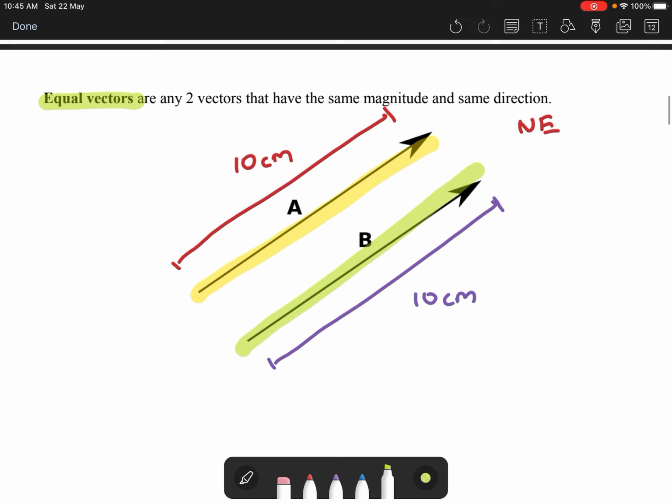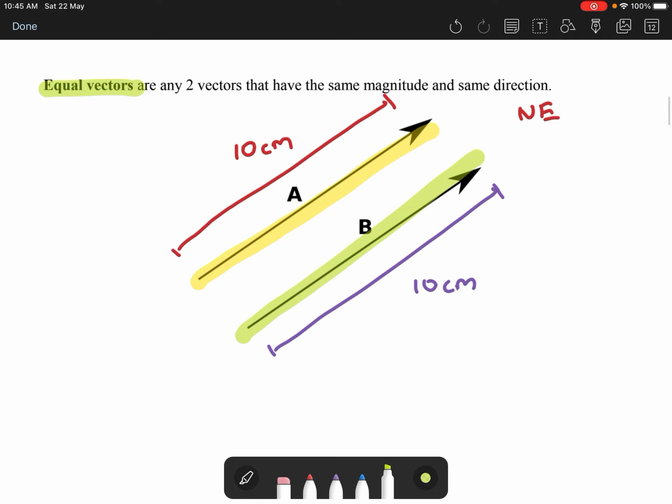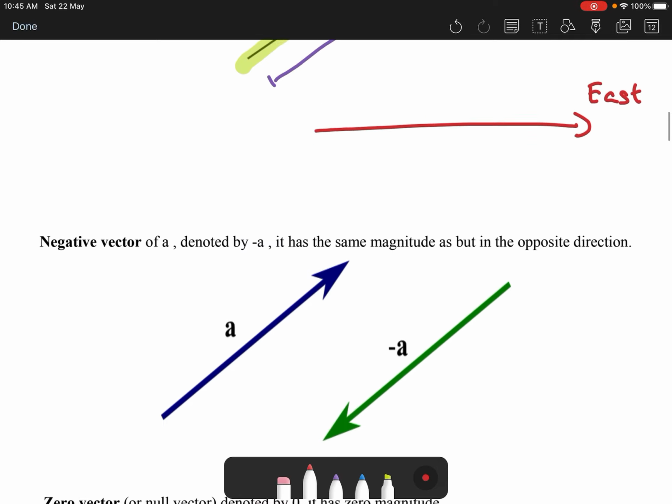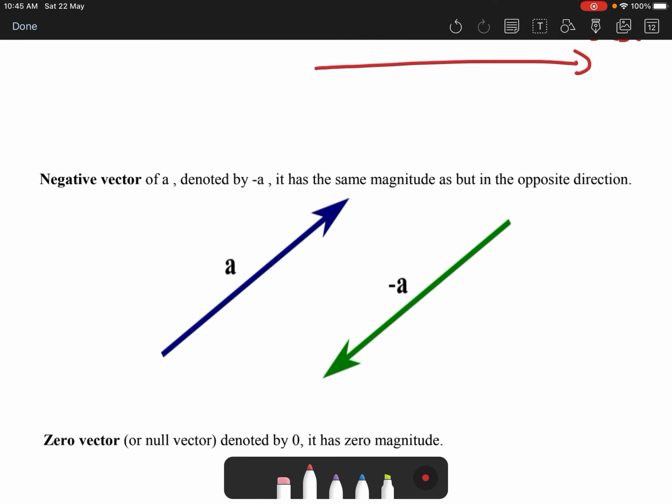So if one of the arrow is pointing in different direction, let's just say A is pointing in the northeast, but B is pointing right here in the east, they are not equal vector, although they have the same length. Right? So okay, so next will be the negative vector.